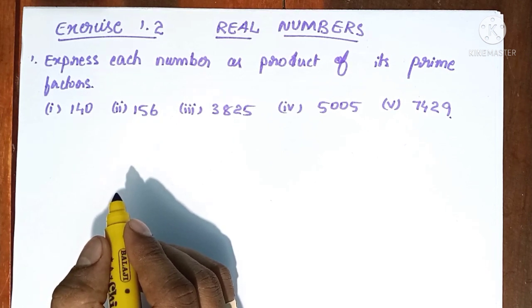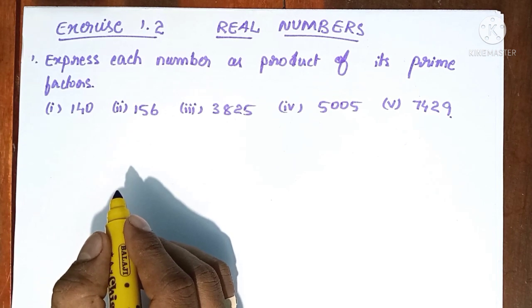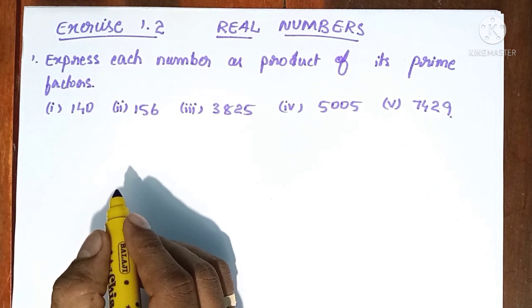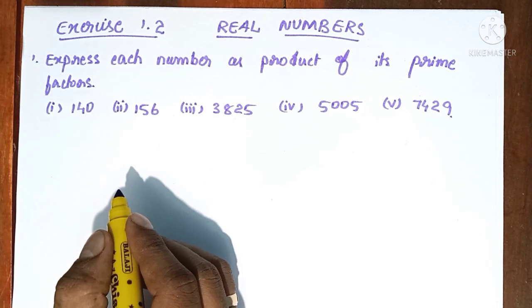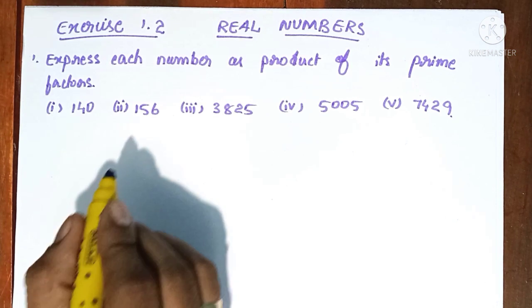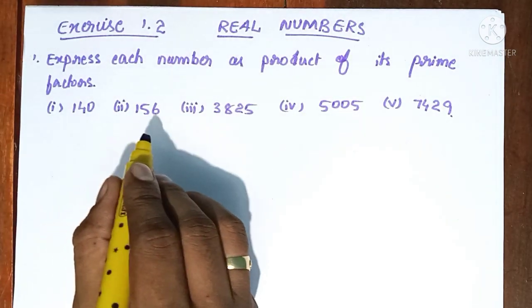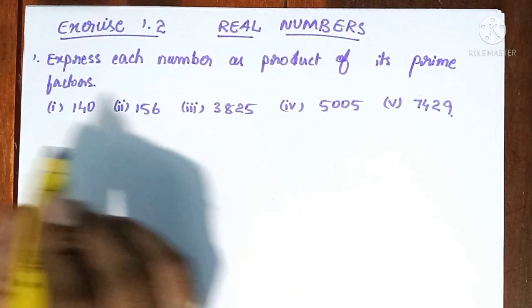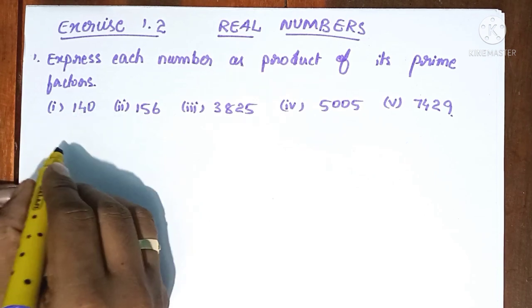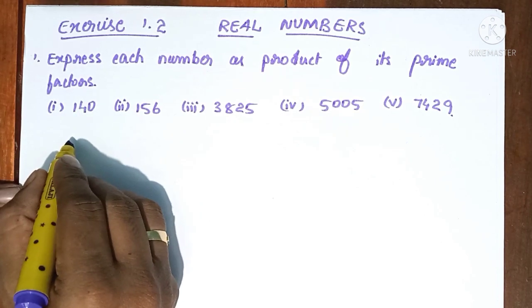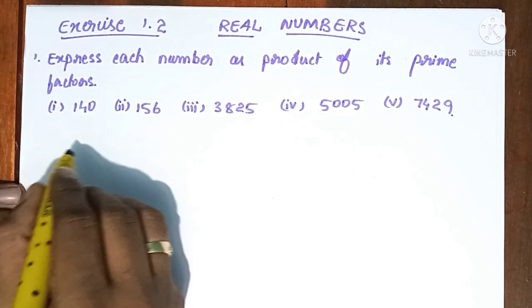So now we are continuing with exercise 1.2 of real numbers. Okay, so let's see the first question. What's the first question? Express each number as product of its prime factors. We have to express these numbers as the product of its prime factors. So the first one is 140. Okay, so 140, we have to do the prime factorization of 140.